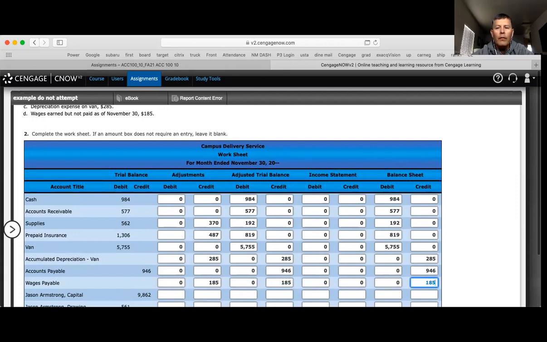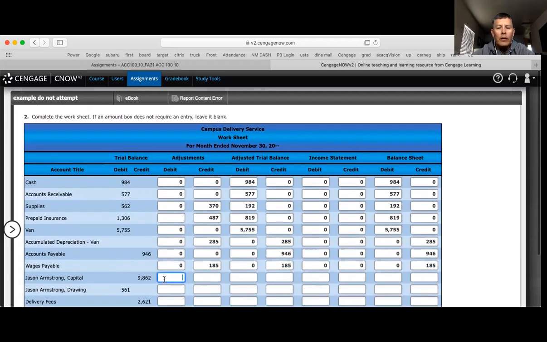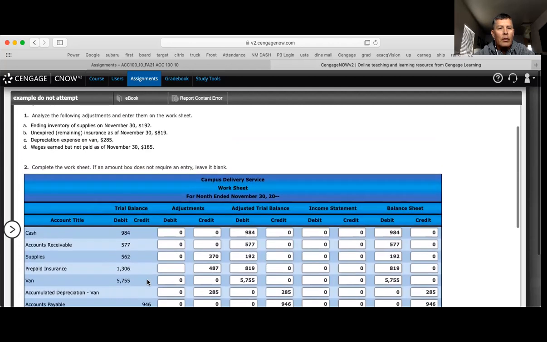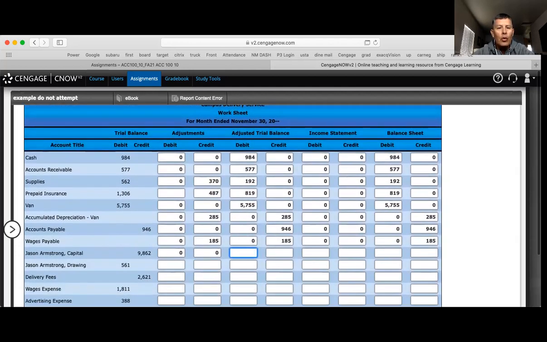Payable will be 185. Now capital, nothing changed with capital here, so we're not making any adjustments because nothing was withdrawn. Actually, withdrawals are over here, but our capital is still the same. Let's double check. Yep, that'll be good. So our capital account has a credit balance of 9862. Capital does not go to our income statement, so that will be 0, and right here on the balance sheet will be 9862. Sorry, because the capital goes on your balance sheet.